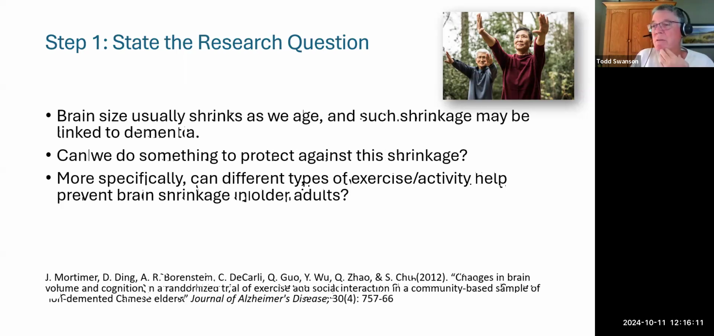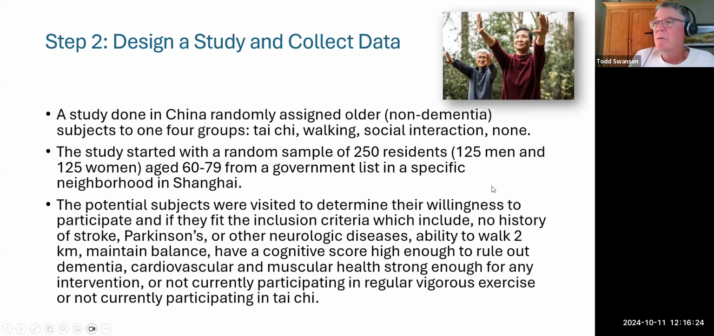This was a paper written 12 years ago. A lot of these people were from China. So the study was done in China, but the lead author was from University of South Florida, I think. They randomly assigned non-dementia subjects into one of 4 groups. The activities are doing Tai Chi, walking, a social interaction group, which I'll talk about more in a bit, or none. So they had a control there.